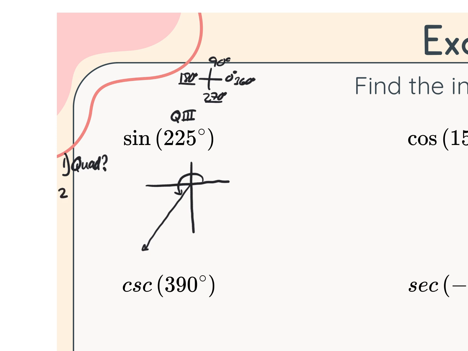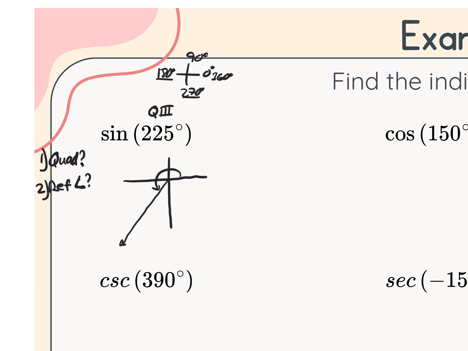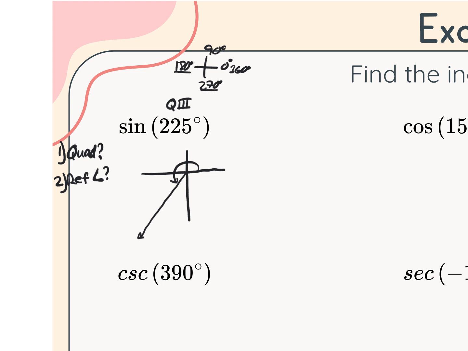The second thing that you want to do is find the reference angle. So the reference angle, right? What is it? In this case, the reference angle in the third quadrant is going to be theta minus 180. Again, that's something that you have to memorize. In the third quadrant, it's theta minus 180. So it's going to be 225 minus 180, and that's going to get you 45. That means this angle right here is a 45 degree angle.